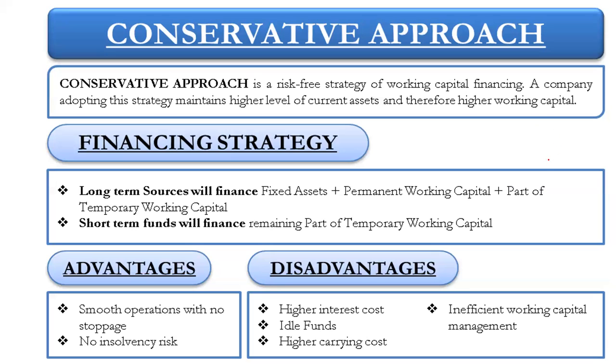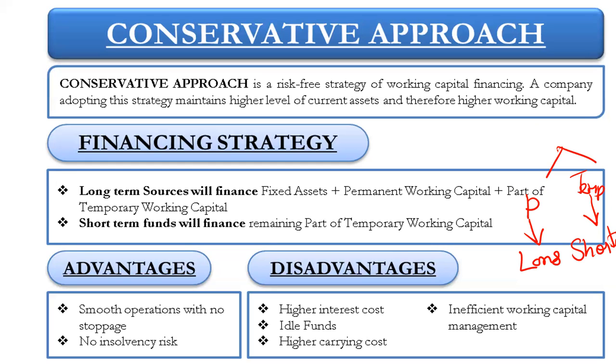In short, I am writing here that the permanent working capital will be financed through long-term sources, and the temporary working capital will be financed through short-term sources. Okay, so this is the whole crux of the conservative approach. Then advantages and disadvantages. Smooth operations with no stoppage. Here you are using the appropriate sources, so there will not be any interruption in your business. The flow of the business will be smooth.